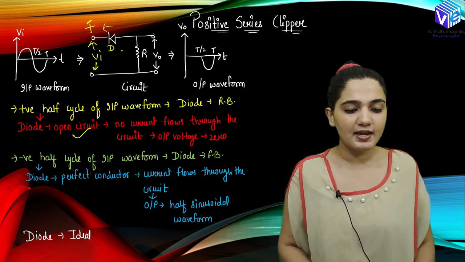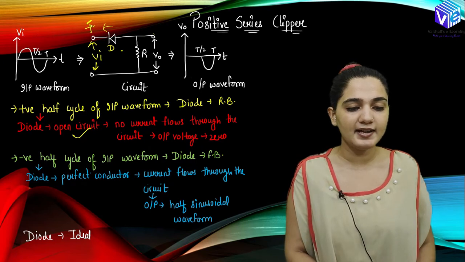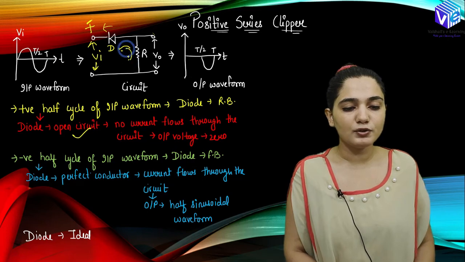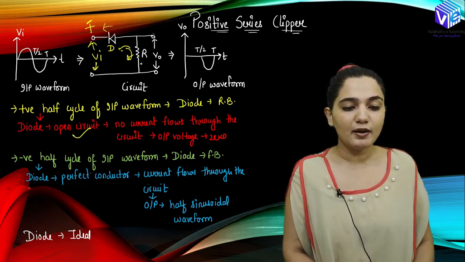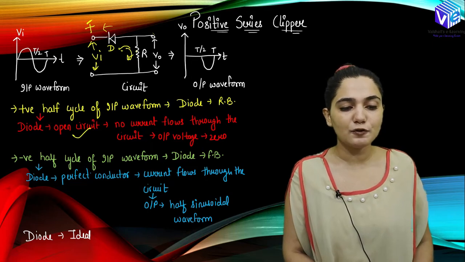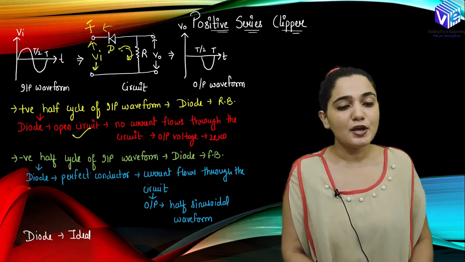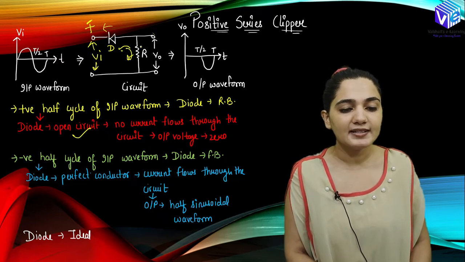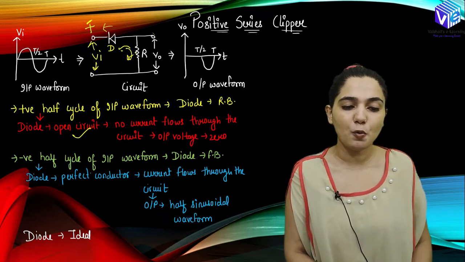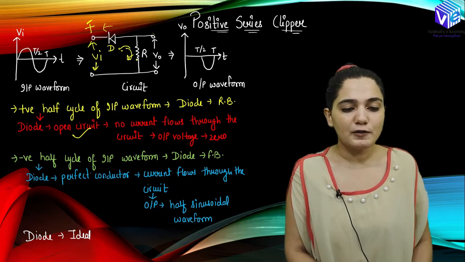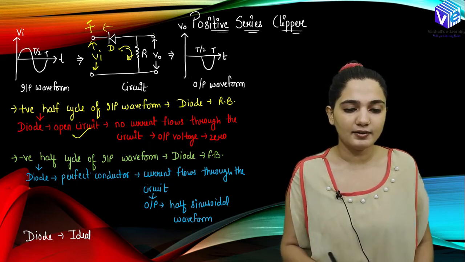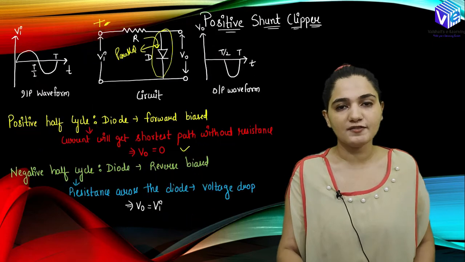What was there in this case for the negative half cycle? When I had the negative half cycle, the diode is forward biased. Now full current is going to flow through this circuit. When the current was flowing through the circuit, we were having the positive voltage drop across the resistance, and when we had the only drop, the input voltage is going to drop across this resistance only, right? So the input is going to be appearing at this resistance, and V output will be equal to V input, right? So this is how also we can assume the operation of the positive series clipper.